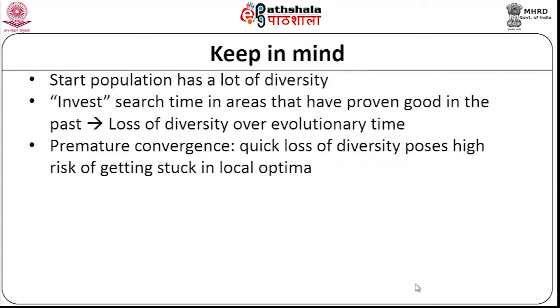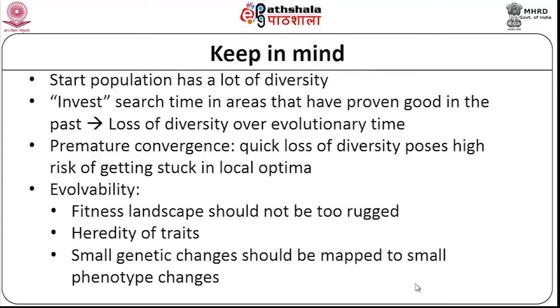Premature convergence is a quick loss of diversity, and it poses a high risk of getting stuck in a local optimum. So if you have premature convergence, it may be because of loss of diversity, and you get stuck in a local optimum. And for evolvability, the fitness landscape should not be too rugged, that means how you decide on the fitness. You have to take care of the heredity of traits, and small genetic changes should be mapped to small phenotype changes. Only then will the evolvability be good.